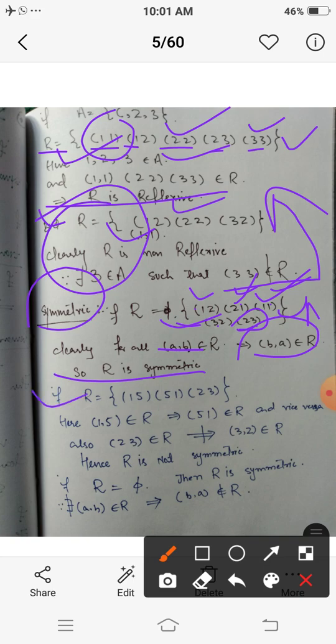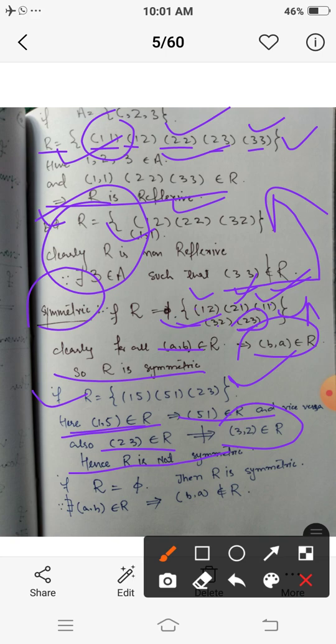Or if we consider R to be {(1,5),(5,1),(2,3)}, here (1,5) belongs to R implies that (5,1) belongs to R, and (5,1) belongs to R implies that (1,5) belongs to R. Here (2,3) belongs to R, but there does not exist (3,2) because this R has only 3 elements. So (3,2) does not belong to R, which implies that R is not symmetric in nature, because there exists an element (2,3) which belongs to R, but its converse (b,a), that is (3,2), does not belong to R. That is why we say that this R is not symmetric.